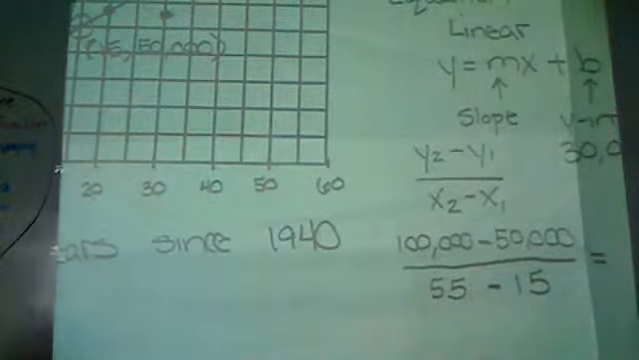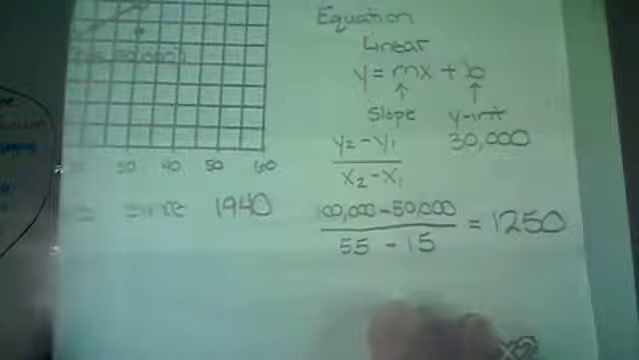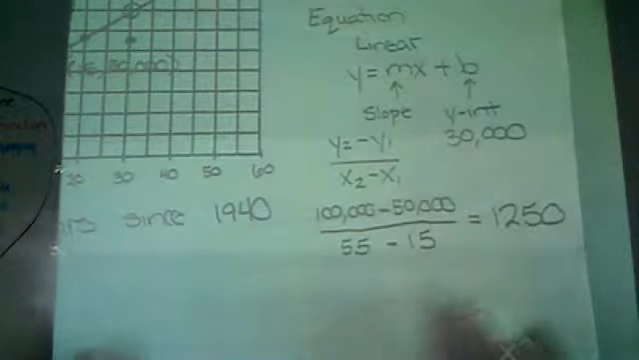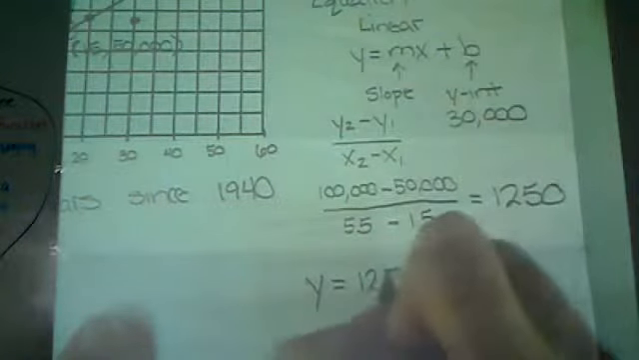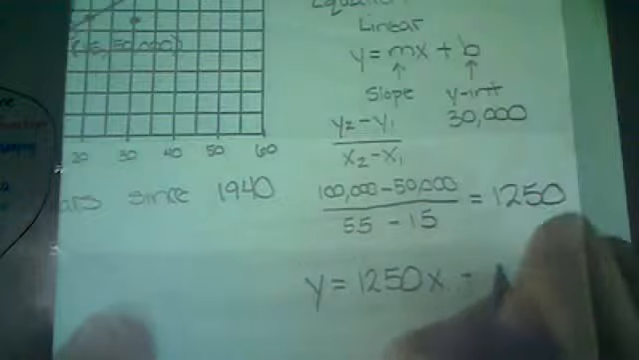Plug all of that into your calculator, and you'll find that your slope is roughly 1250. So that's going to be our slope. So we're going to have y equals 1,250x plus 30,000. So now we have found the equation of this trend line.